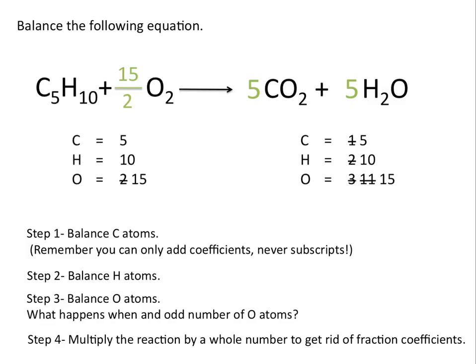But we can't have a balanced equation with fractions as coefficients, so we need to multiply all of the coefficients in our entire reaction by 2 so that we have all whole number coefficients. And when we do that, we'll see that we have 2 C5H10 plus 15 O2 gives us 10 CO2 plus 10 H2O. And if you count up the number of carbon, hydrogen, and oxygen atoms on your reactant side, they will equal the number of carbon, hydrogen, and oxygen atoms on your product side.